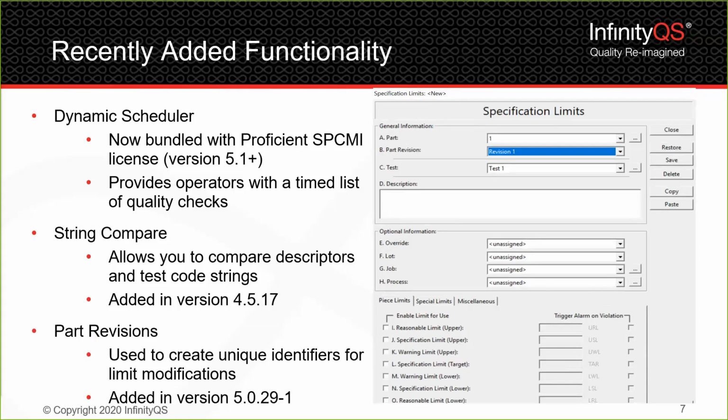This allows us to assign a part revision to a certain spec or reasonable limit, whatever limit you want, and it will allow you to input a date range for that part revision so that you can say for this specific part revision, for this specific date range, this is your specs, and then for this date range, this is your specs, and so on and so forth. So you can have a lot of part revisions, and it will allow you to track all of your changes, and you can go back and see all your data that way as well.